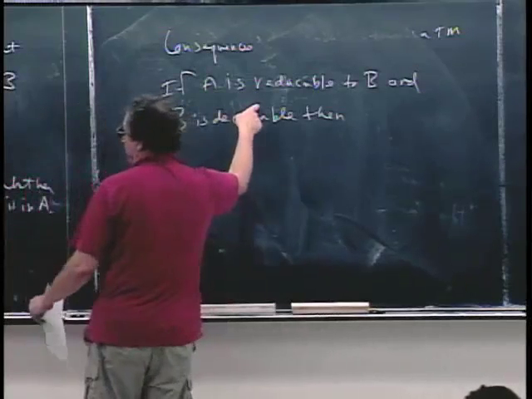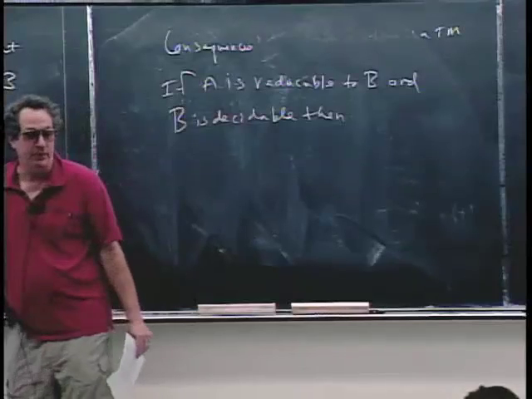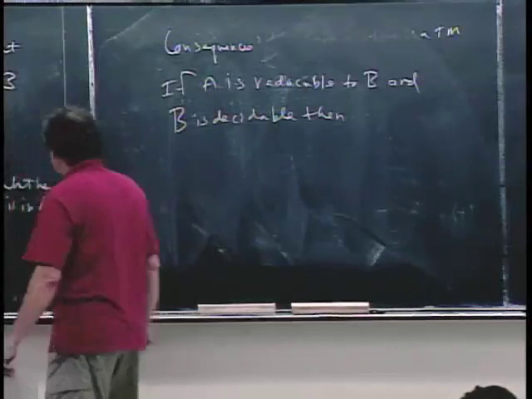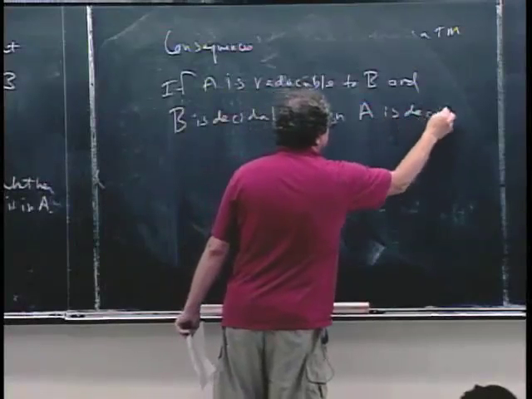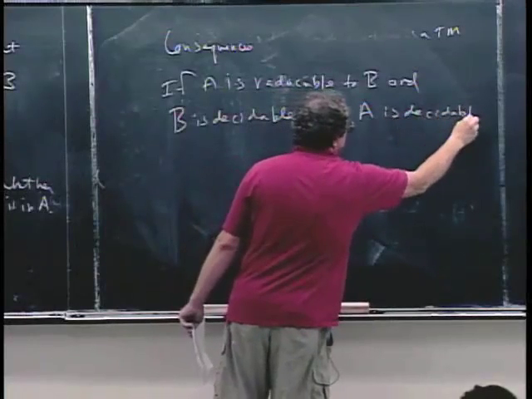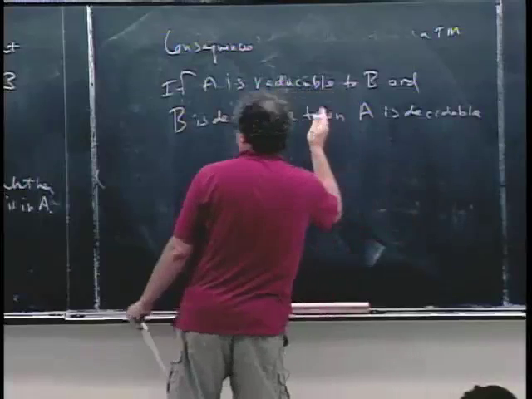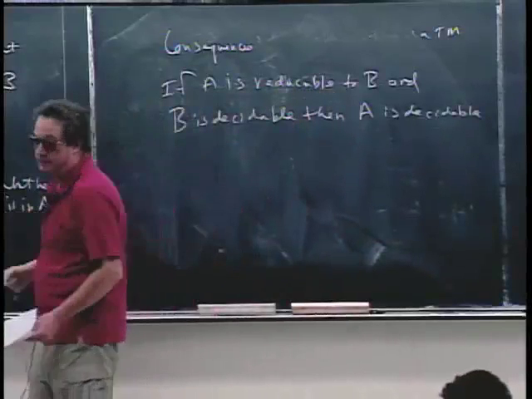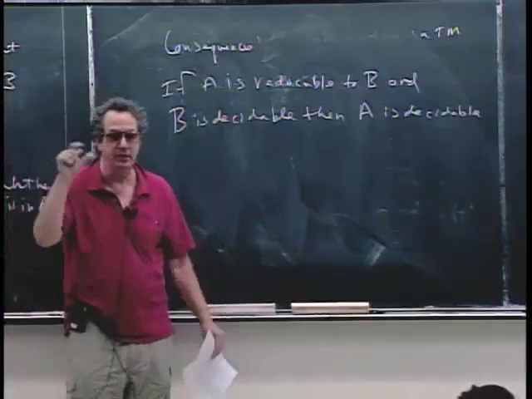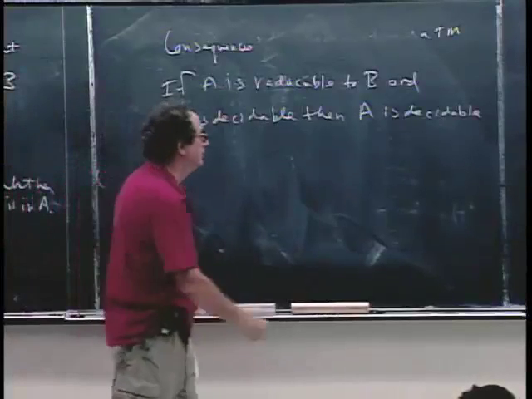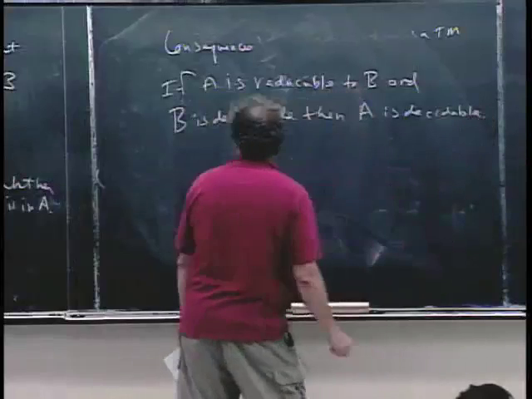I mean, this is really just a rewriting of what this picture says, okay? And then A is decidable. This is just saying what this picture said. In a sense it's just encapsulating it in a more succinct, terse way. Okay.